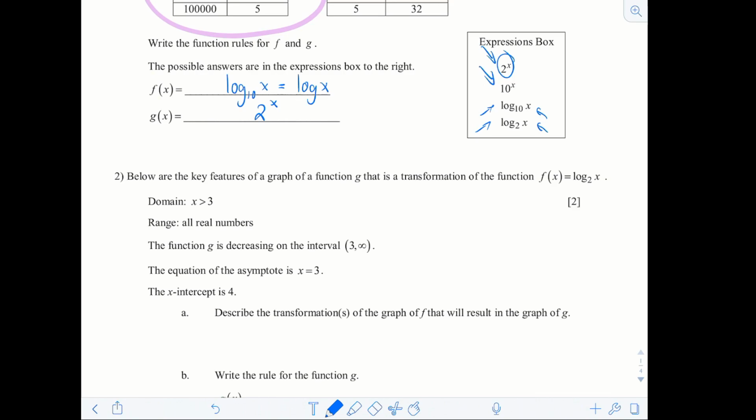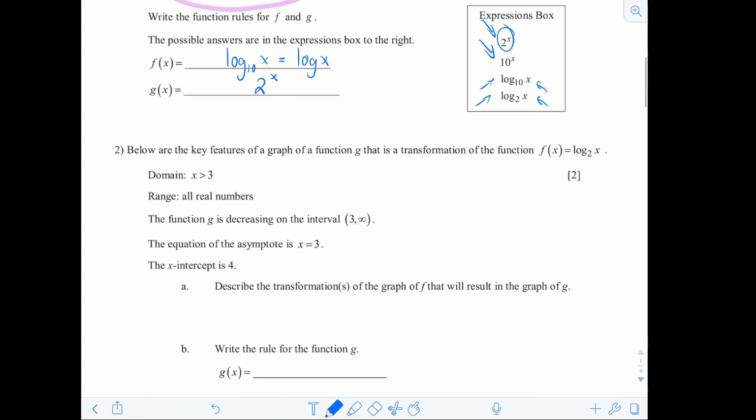It says below are the key features of a graph of a function g that is a transformation of the function f of x equals log base 2 of x. The domain is greater than 3. The range is all real numbers. The function g is decreasing on the interval from 3 to infinity. The equation of the asymptote is x equals 3, and the x-intercept is at 4.